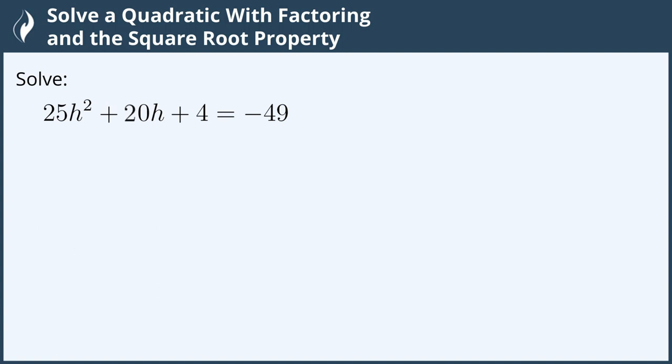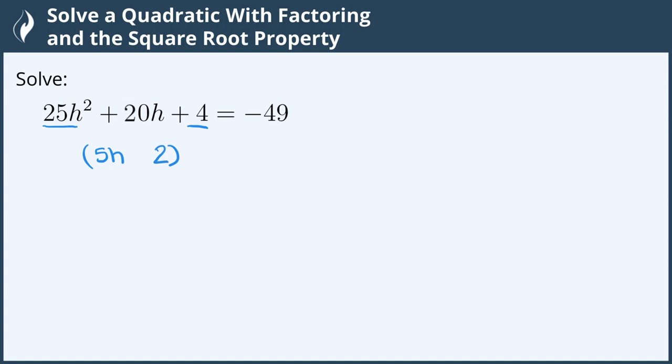The first thing I see on the left side is that the first term and the last term are both perfect squares, which can kind of indicate that it might fall in the pattern of a perfect square. So let's go ahead and see if I square root the first and I square root the last, if I end up with a perfect square. So the square root of the first one is 5h, and the square root of the last one is 2.